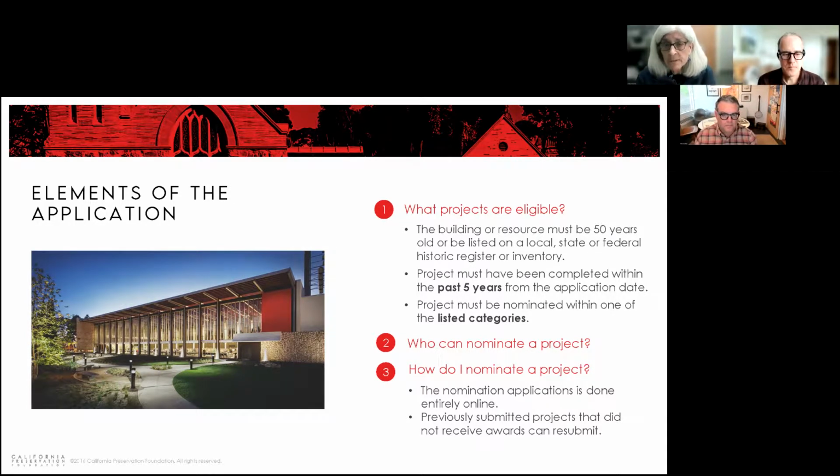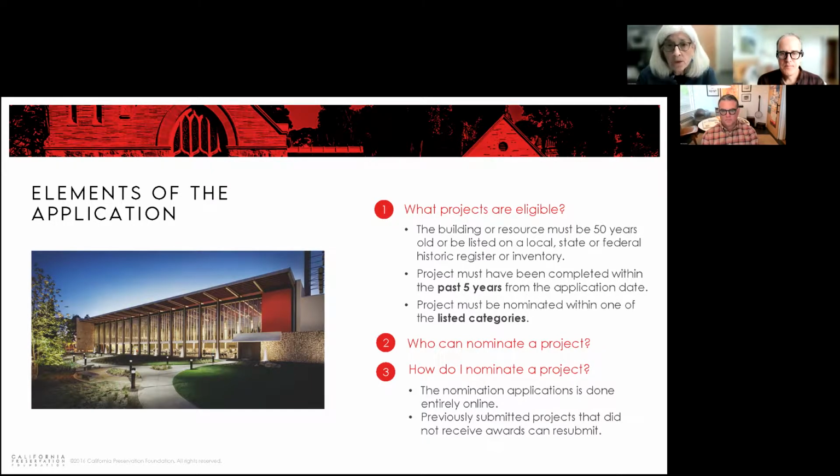There's really two criteria. The building is either 50 years old or is listed on a local, state, or federal historic register or inventory. This is important to note because you could have a building that's listed on a local inventory, but is less than 50 years old, and we have made awards to projects that met that criteria. They were less than 50, but they were locally significant. The project must have been completed within the last 5 years from the date of submittal of the nomination or the application. And it has to fit one of the categories that we assign for awards. And we'll go over that later.